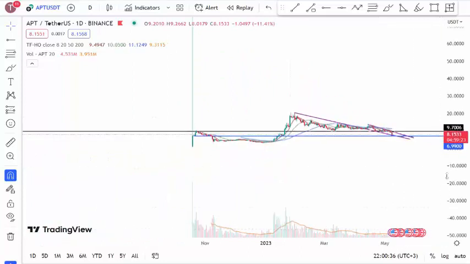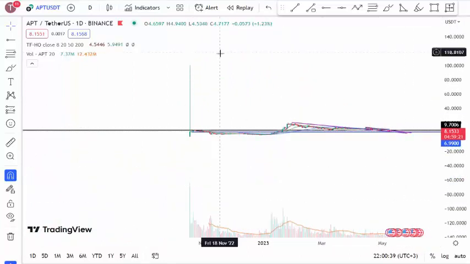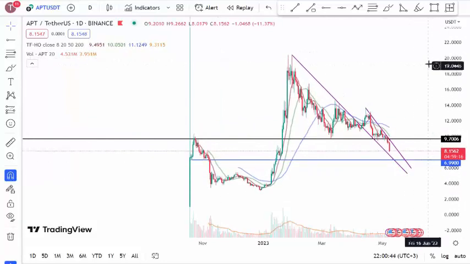In this video, we will be conducting a technical analysis of APT coin. If we look at the chart from a wider perspective, we can see that on the first day of its release, the coin rose to very high levels.